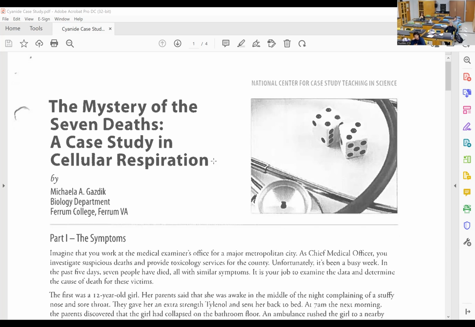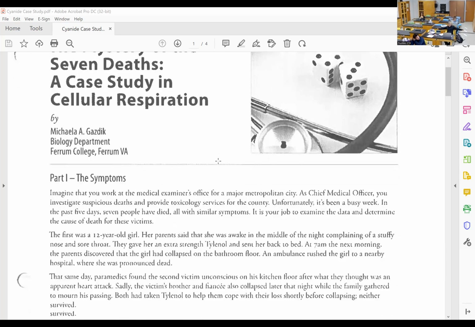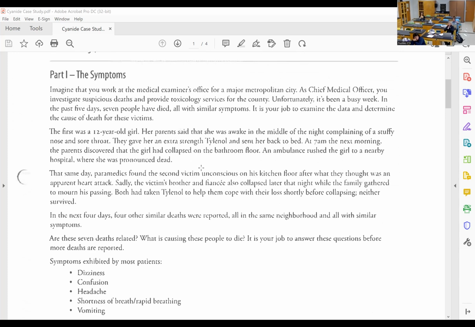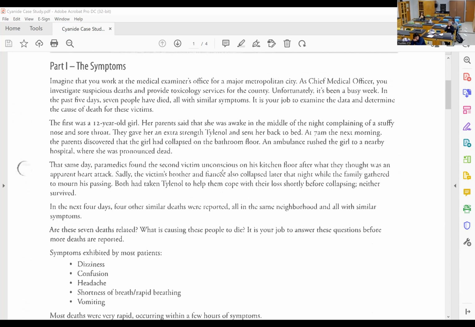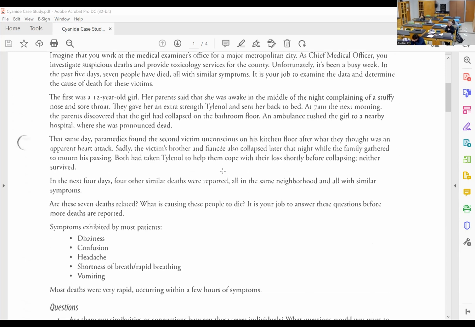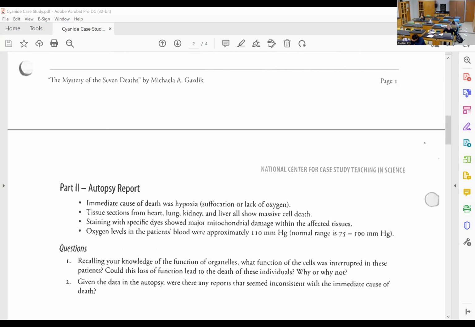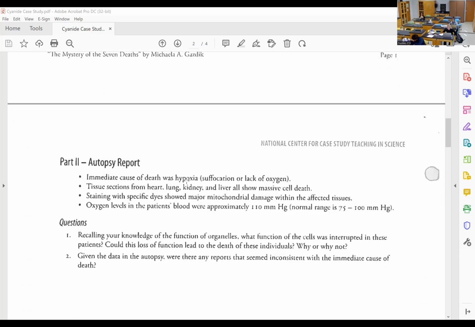Okay, so as you're going through the case study, I would suggest writing the answers on a separate piece of paper or typing them out in a separate document. Part one talks about some of the symptoms and basically gives some background on what's going on. And then there's a couple questions here. And then down here, just so we're all on the same page, it talks about the autopsy report of some of the people that passed away. Their immediate cause of death was hypoxia. That's what they call it when a person is not getting enough oxygen.